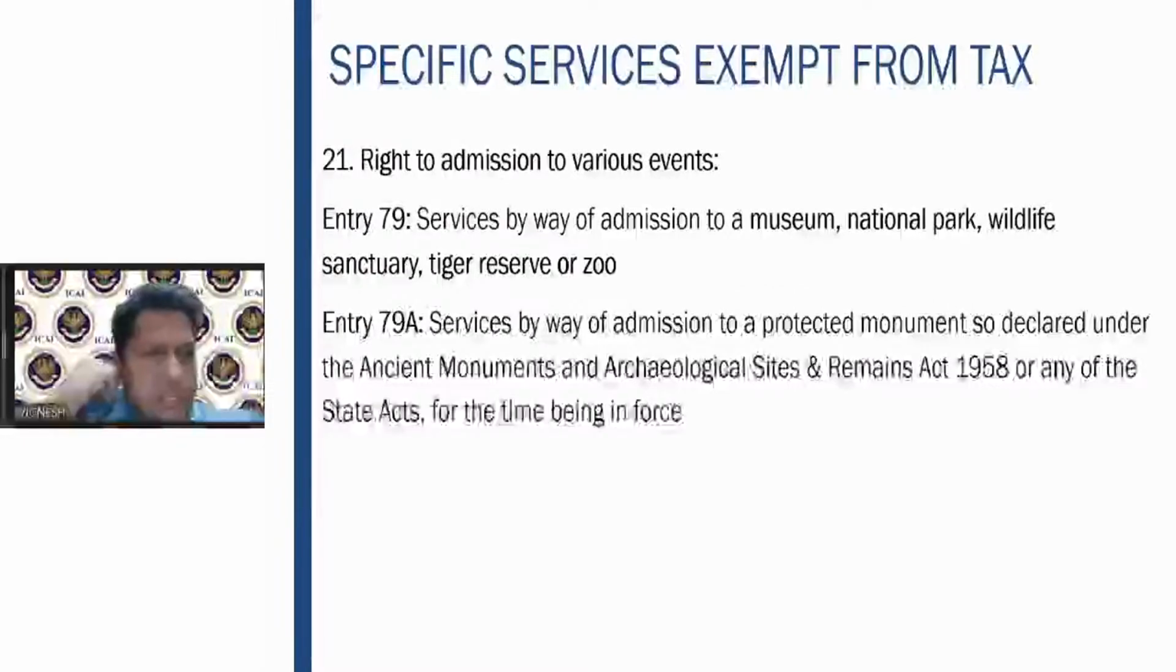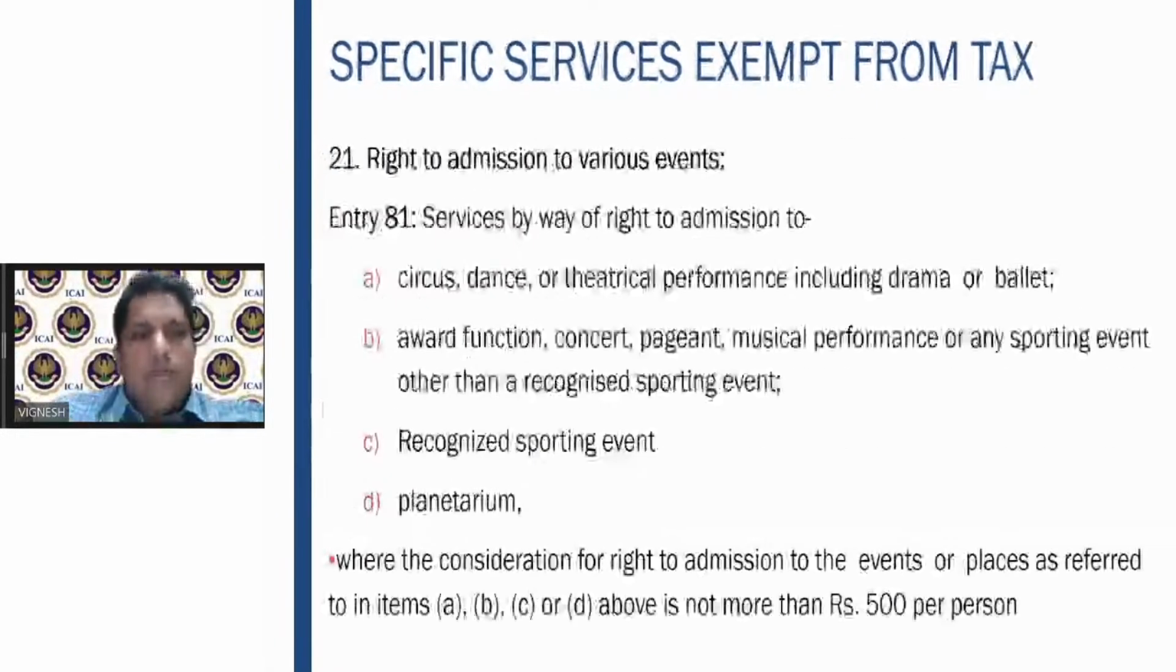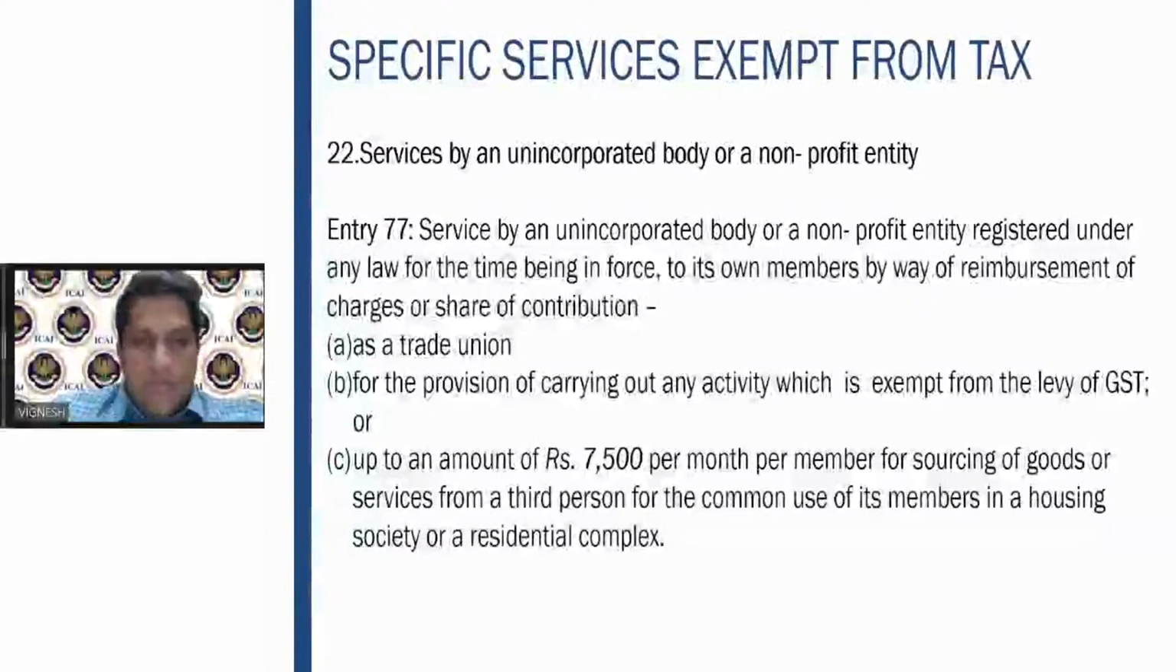Admission to various events: admission to museum, wildlife sanctuary, tiger reserve, zoo, national park is exempt. Then admission to protected monuments declared under the Ancient Monuments Act, etc., is also exempt. Then wherever the amount is not more than 500 rupees per person, admission to circus, dance, theatrical performance, drama, award function, concert, recognized sporting event, planetarium, all this is exempt provided it is not more than 500 rupees per person.